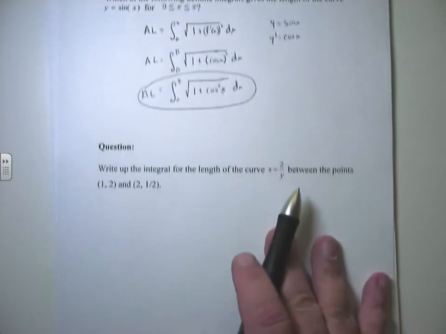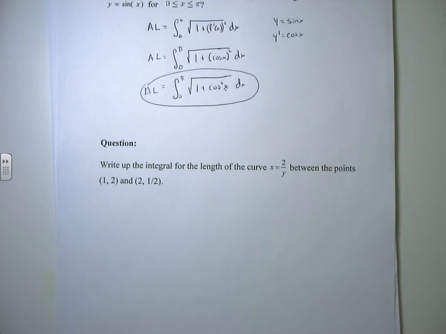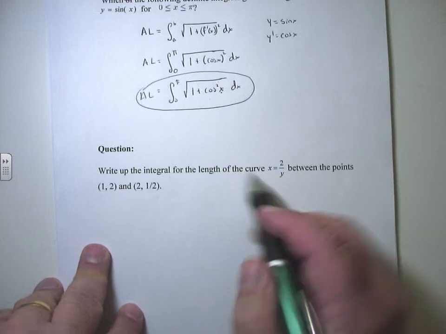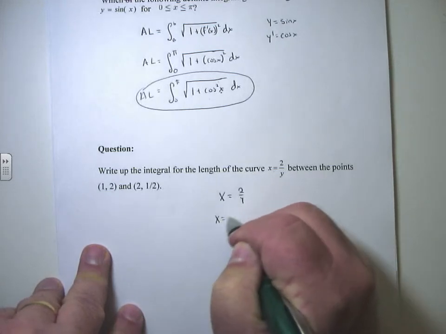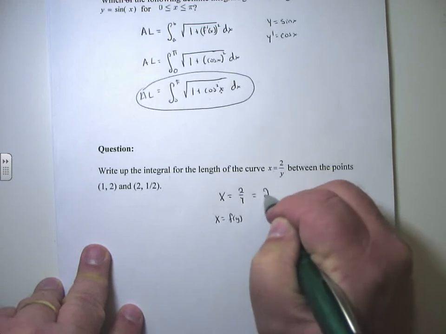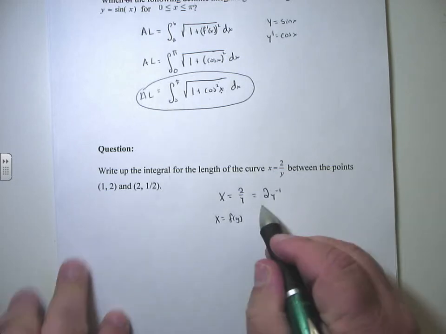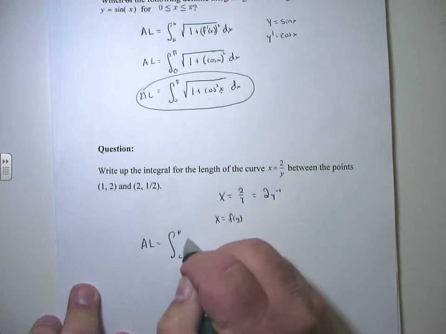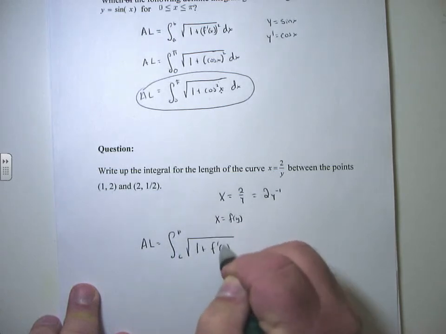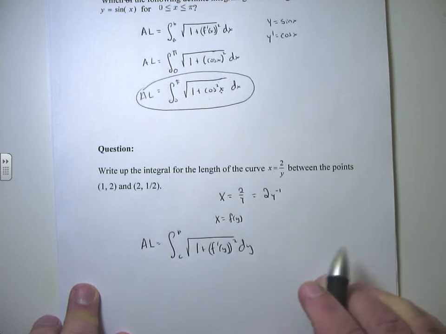All right, try this one right here. Write the integral of the curve with x equals 2 over y between the points (1, 2) and (2, 1/2). If I'm supposed to find the length of the curve, the arc length, but here I have x equals 2 over y. I've got x as a function of y, and 2 over y is the same thing as y to the negative 1. So pretty much my arc length formula for this guy would be the integral from c to d of the square root of 1 plus the derivative of my y function squared dy.